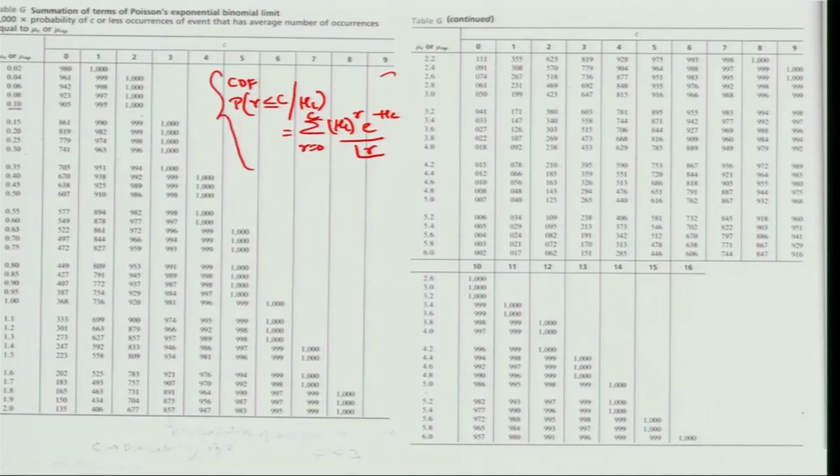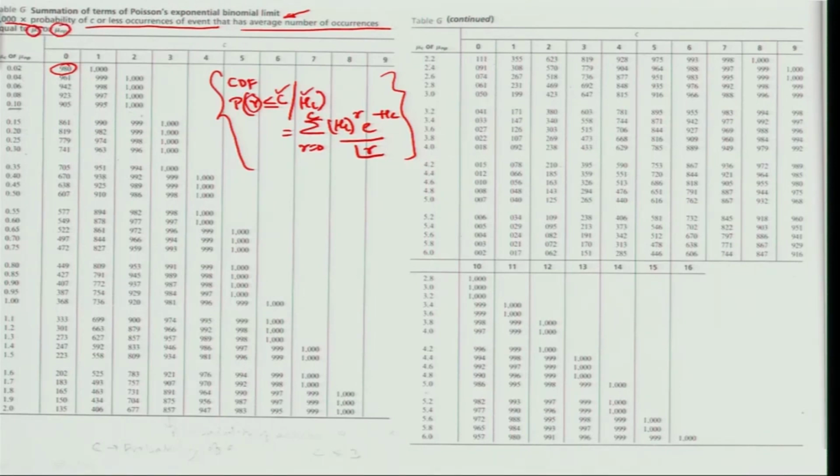So, having said this, as the probability of having exactly rejects less than or equal to c, for a particular mu c case or a particular mu n p, or whatever you can call the mean of the distribution, the table G here shows the summation of these terms, which is Poisson's exponential binomial limit. This table G is basically 1000 times the probability reflected here. So 980 exactly means 0.98, of c or less occurrences of an event that has an average occurrence equal to mu c or mu n p.